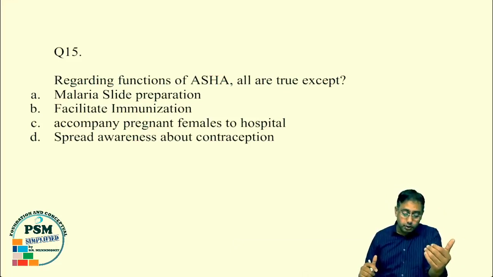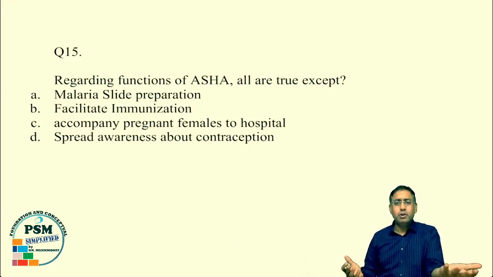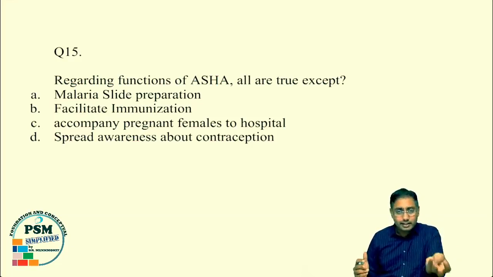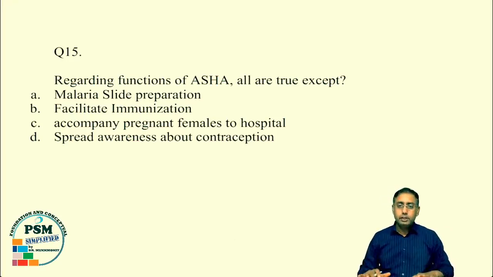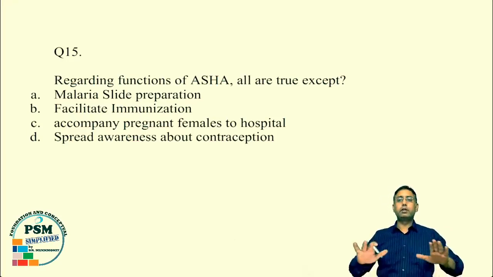Regarding functions of ASHA, we all know ASHA is a voluntary worker, an incentive-based worker, 25 to 45 years of age, and she does all the work at the village level, grassroots level, for the community.